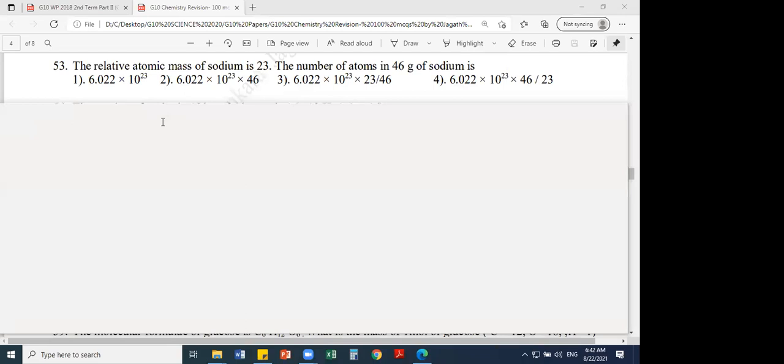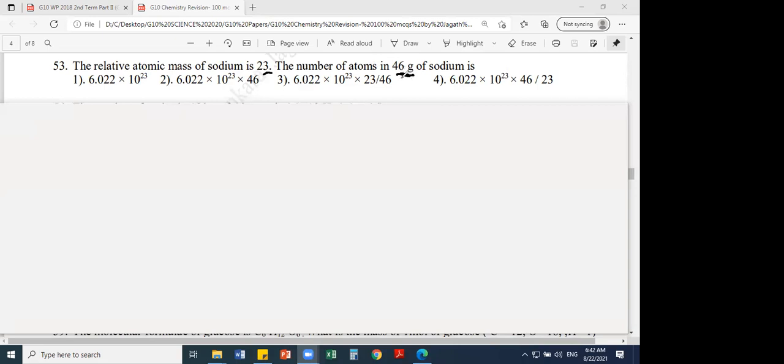Okay, I'll ask the answer from Inuti. Inuti? Fourth answer. Very good. Answer is 4th. Let's see how to do it. Relative atomic mass given, RAM given.